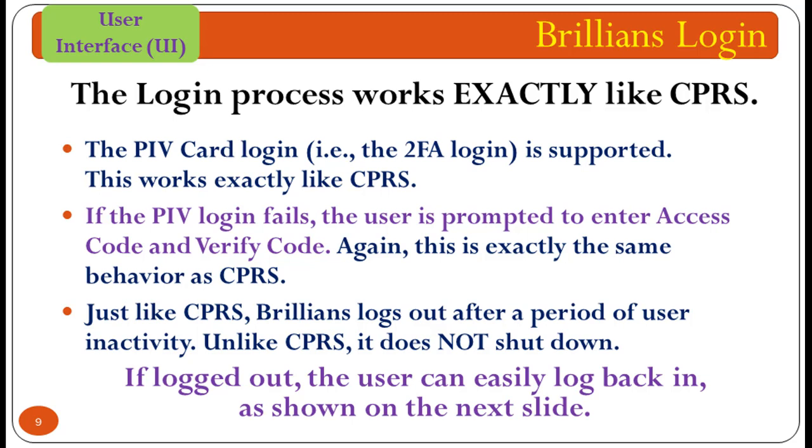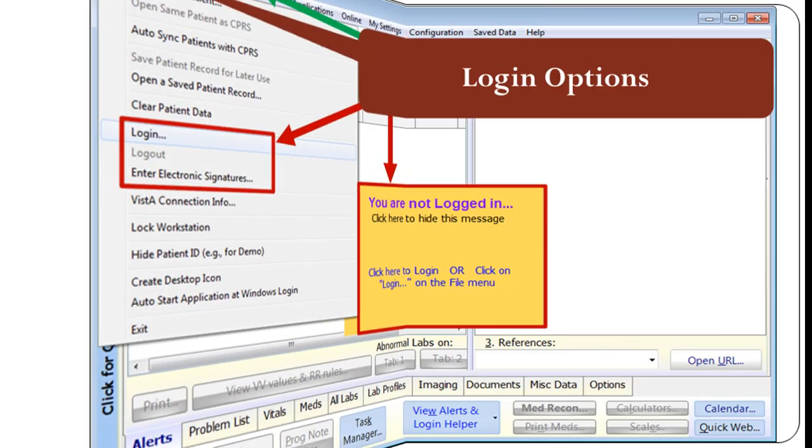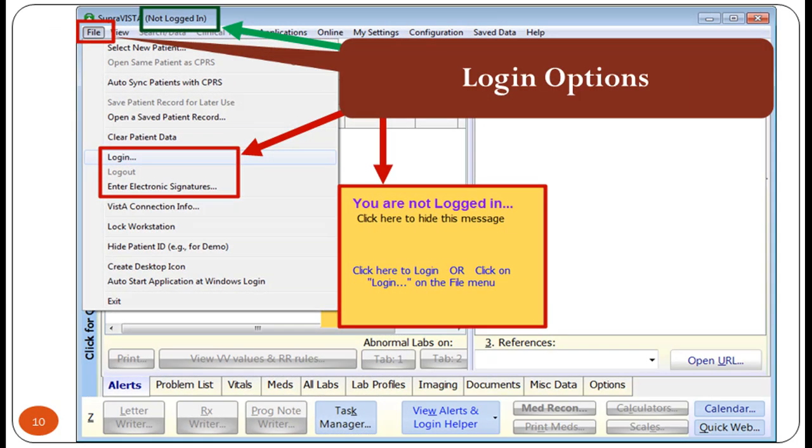Just like CPRS, Brillians logs out after a period of user inactivity. Unlike CPRS, it does not shut down. If logged out, the user can easily log back in, as shown on the next slide. The user may log off intentionally, or be logged out due to timeout. This slide shows options to log back in.